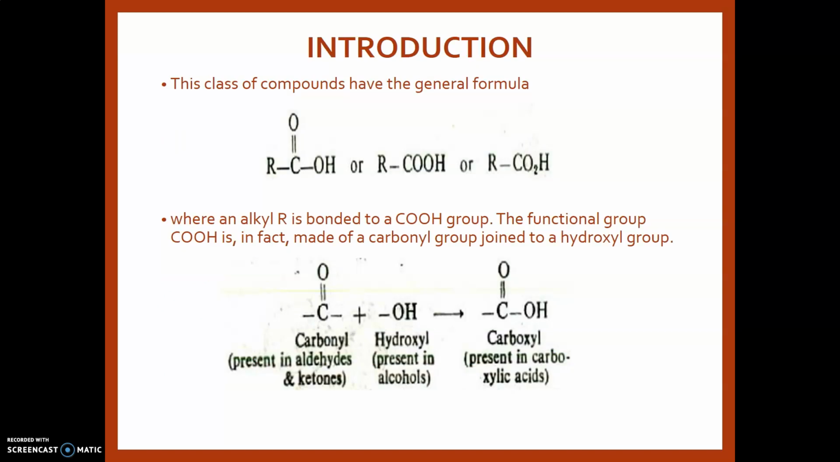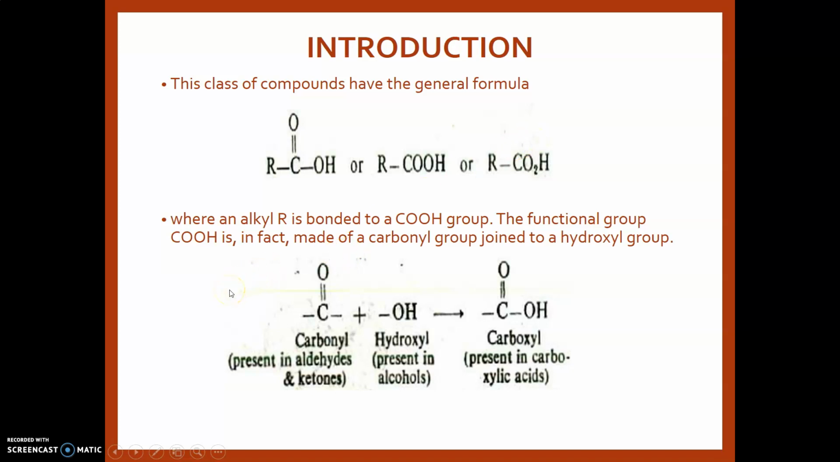Then let us move towards the introductory part of this carboxylic acid compound. This class of compounds, that is carboxylic acid compounds, has the general formula R C double bond O OH, or it is also indicated by RCOOH or RCO2H. Accordingly we can represent the carboxylic acid like this.